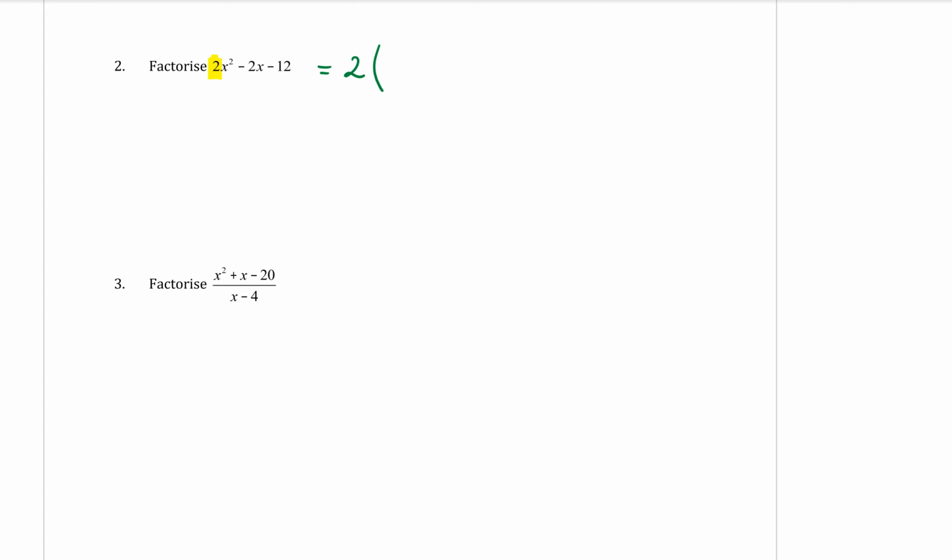So 2x squared divided by 2 is x squared. -2x divided by 2 is -x. And -12 divided by 2 is -6. Okay, so for the rest of my question here, that 2 is going to be sitting at the front. And I now want to factorize the trinomial that is in the brackets. It is going to go into 2 sets of brackets.